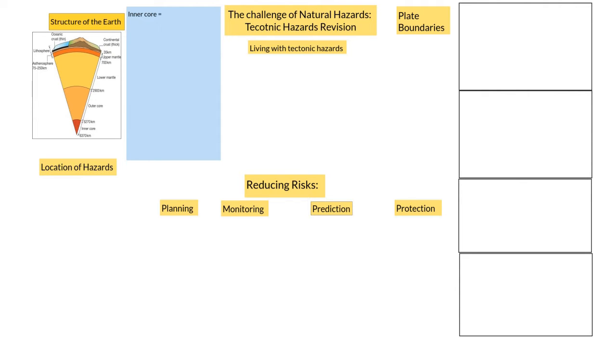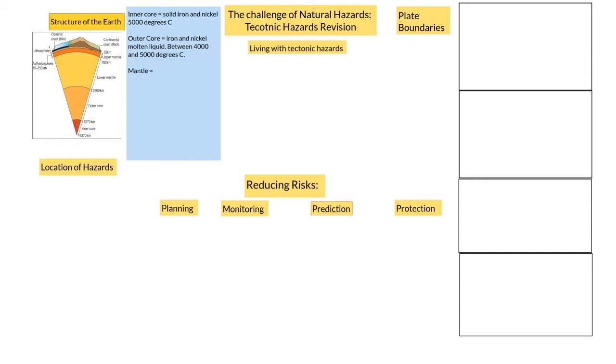Starting with the inner core, it's a solid made up of iron and nickel. It's highly radioactive, and it's what gives the Earth the magnetic pull that we see. It's up to 5,000 degrees centigrade, so it's extremely hot. Moving out from that, we have the outer core. It's also made of iron and nickel, but it is molten, so it is a liquid form of this iron and nickel. It's also very hot and is between 4,000 and 5,000 degrees centigrade.